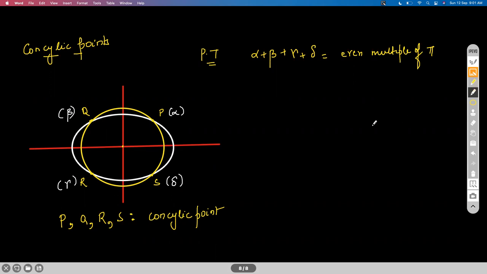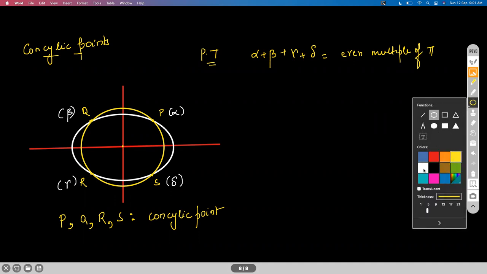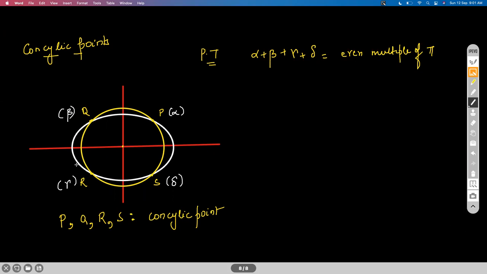Okay, in the interest of time, I know this will be slightly difficult for you. First, let me ask you a simple question here. If I connect alpha and gamma points, I get a chord of an ellipse, isn't it? So what is the equation of chord PR? Or you can take any of the chords, it doesn't make a difference.